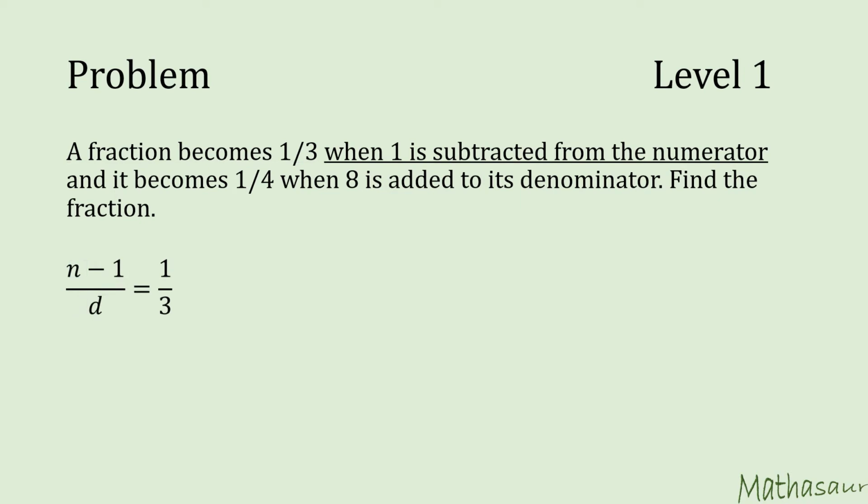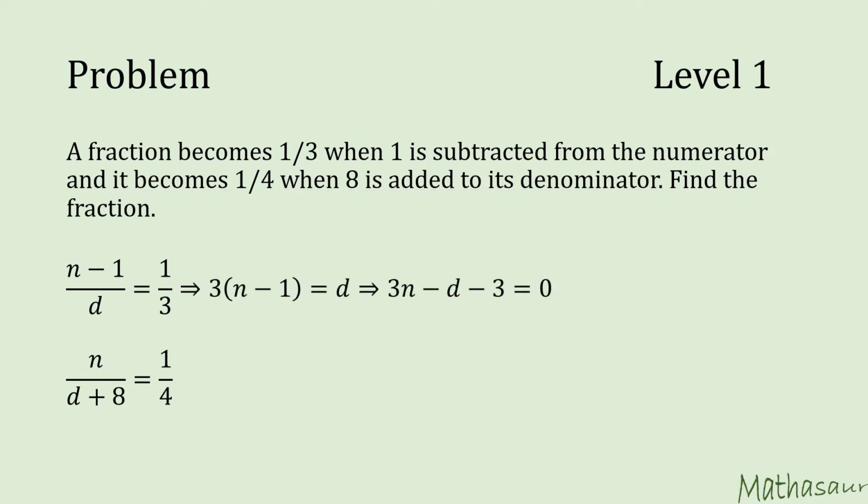So a fraction becomes 1 upon 3 when 1 is subtracted from the numerator. Let us write that as n minus 1 upon d. The next statement says that it becomes 1 by 4 when we are adding 8 to the denominator. So the fraction would be n upon d plus 8. Let us simplify these two equations.